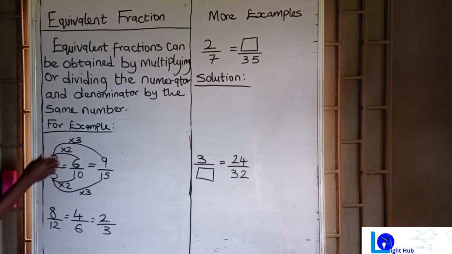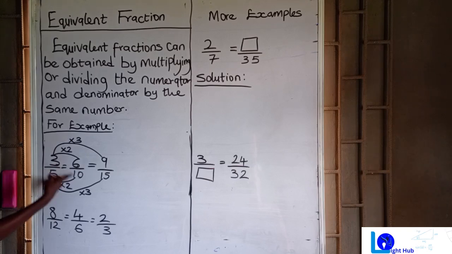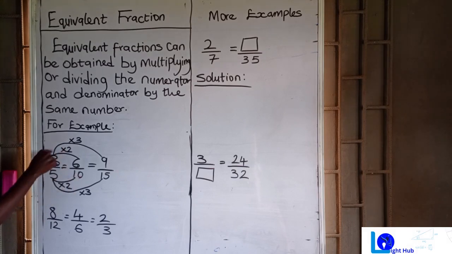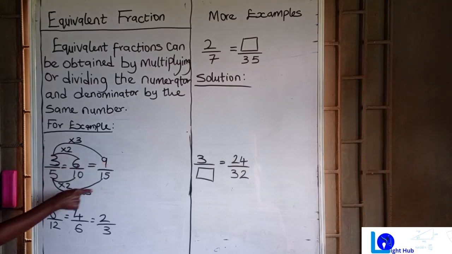I multiply this with 2: 3 times 2, 6. 5 times 2, 10. And also 3 times 3, 9. 5 times 3, 15. Also for this aspect, I am going to be dividing, using division in this method.